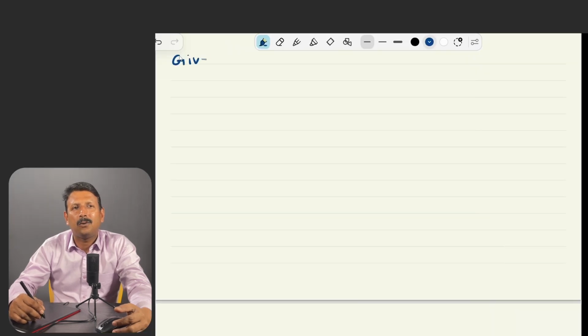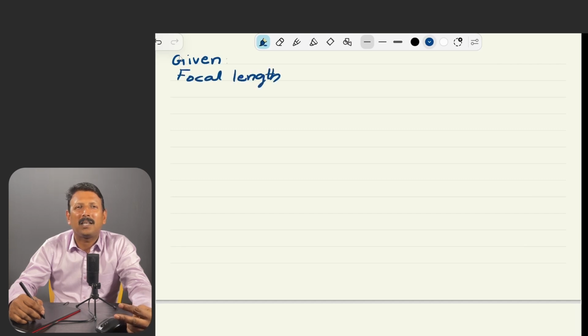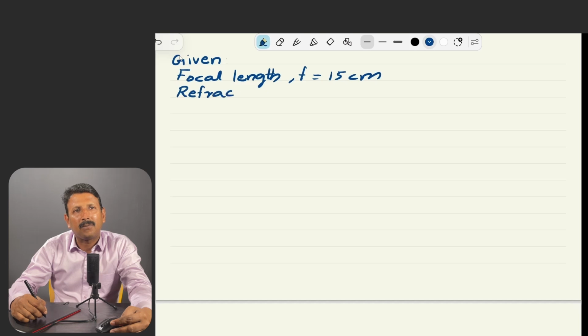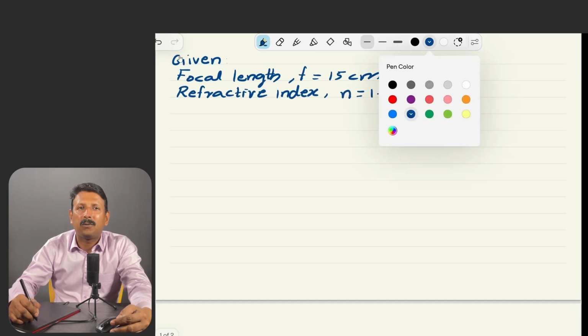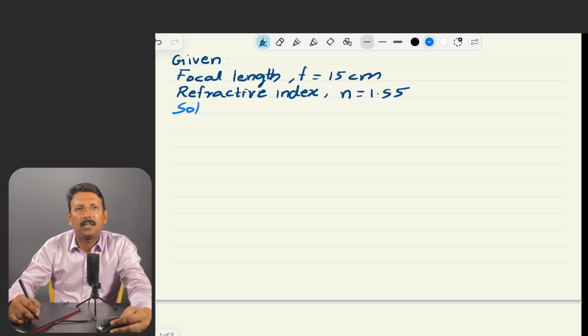Okay, we can start now. First, we always write what things are given. Here, 2 data are given. The first data is the focal length, f is equal to 15 centimeter. The second thing is the refractive index, n is equal to 1.55. As I said before, it is a straightforward application, so no tension. So we start the solution now.